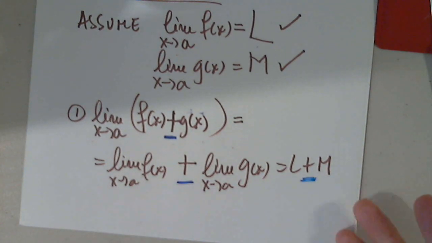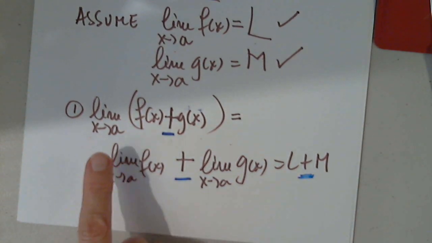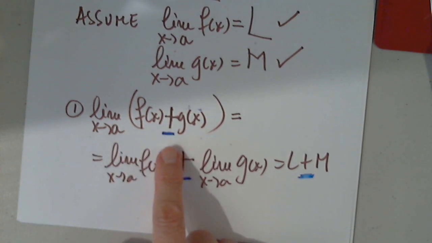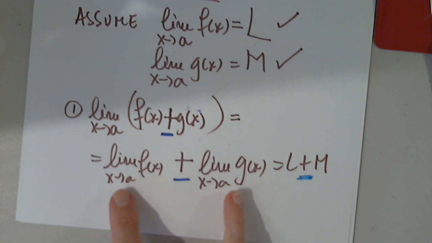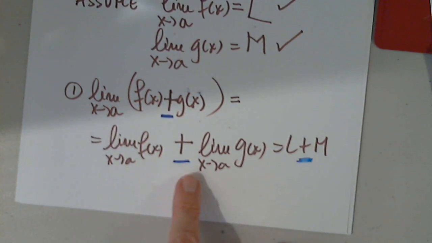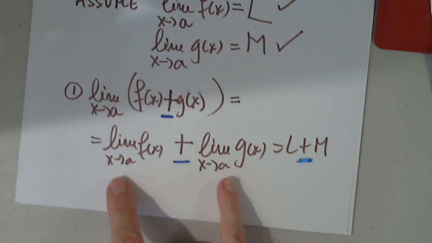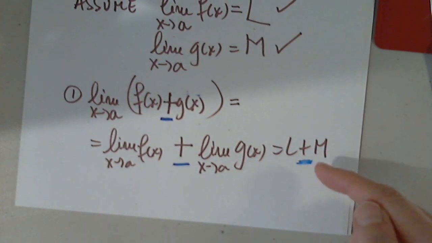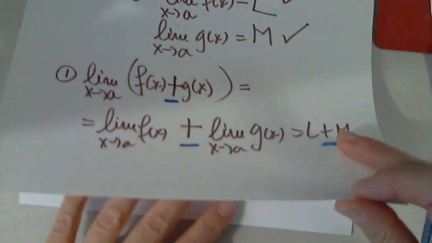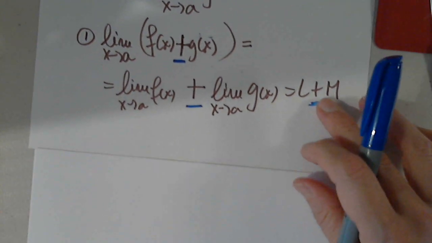So what I am saying here is this. If I calculate the limit of a difference, and these two limits exist, then I have the difference of the limits, which reduces to L minus M. Same thing for the product. Same idea.